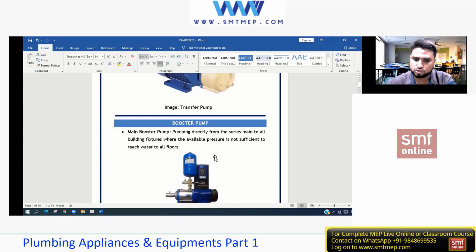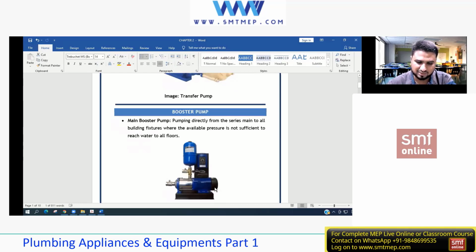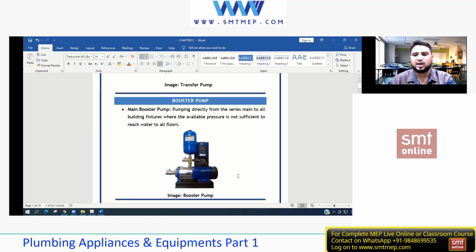Next is what? A booster pump. Now, this is only the booster pump, don't see the complete set. This is actually a set of the booster pump. Now what exactly is a booster pump? Anyone has any idea? A booster pump is a pump which is used within the project just to boost up the system. The name itself says it is boosting something.